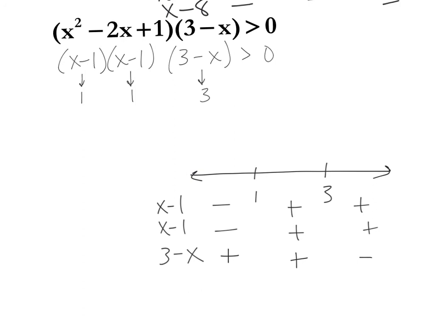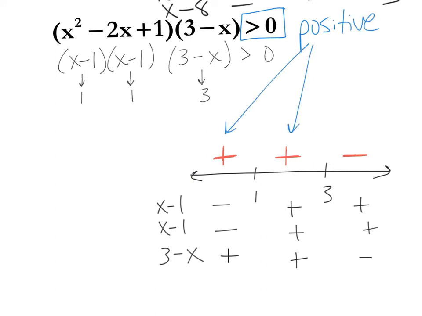Let's multiply all these suckers together. A positive times 2 negatives makes a positive. All positives again make a positive. And then a positive times a negative makes this negative. And I'm being asked in this question, when is it greater than 0, which means positive. So I have 2 sections. Those 2 sections again, and again it's not greater than or equal to, it's strictly greater than.